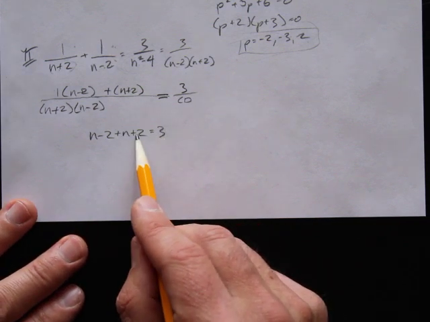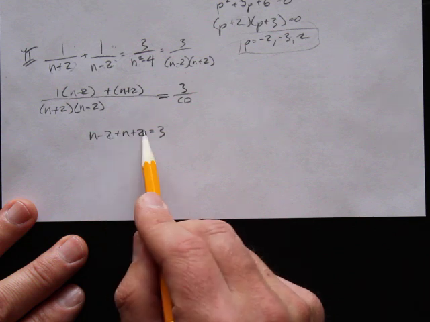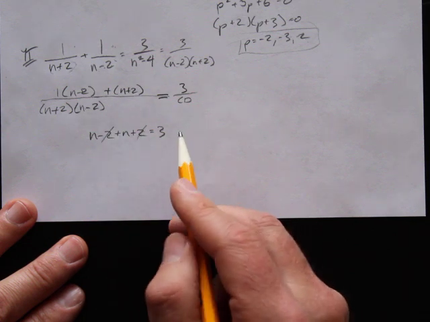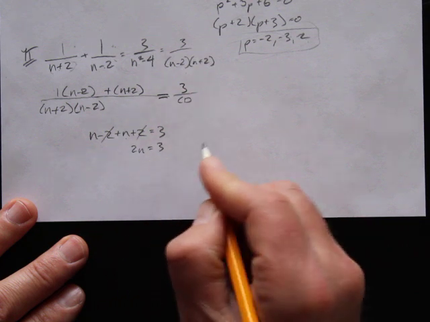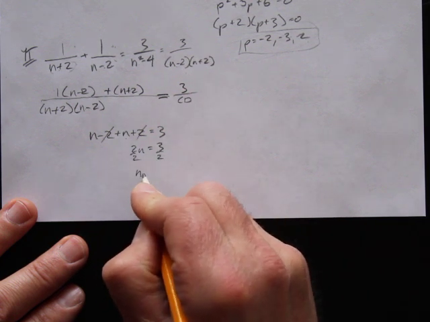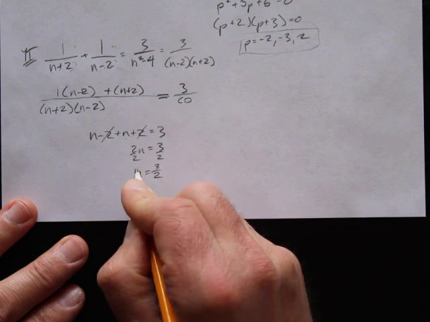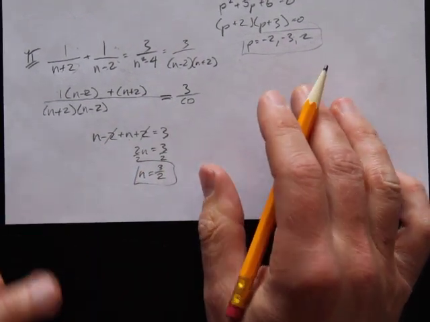Now I just need to say, okay, negative 2, positive 2, that's 0. N plus n is 2n equals 3, divide by 2, n equals 3 halves, or 1 and 1 half.